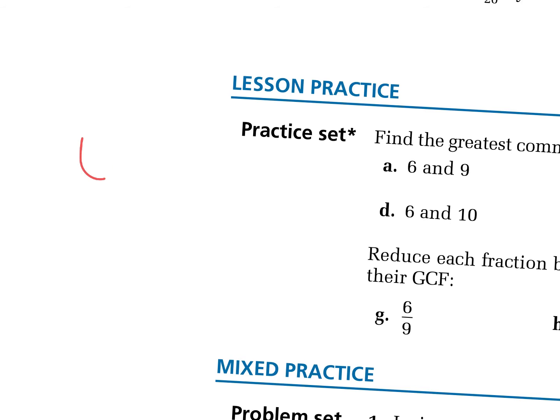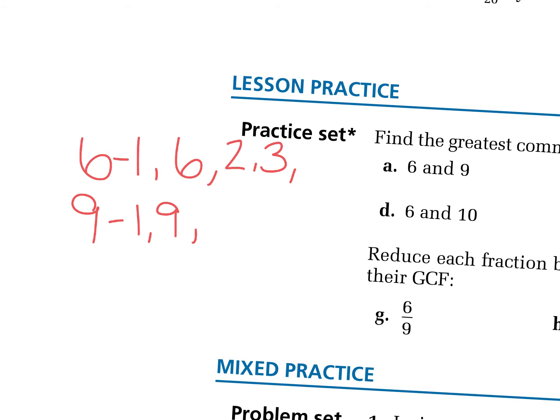So I'm going to list the factors of 6 and 9. First I have 1 and 6, which I can multiply together to get 6. I have 2 and 3, which I can multiply together to get 6. And that is all for 6. And then for 9, I have 1 and 9. And then I have 3 and 3. And there is nothing else that I can multiply to get 9. So I need to find out what my greatest common factor is.